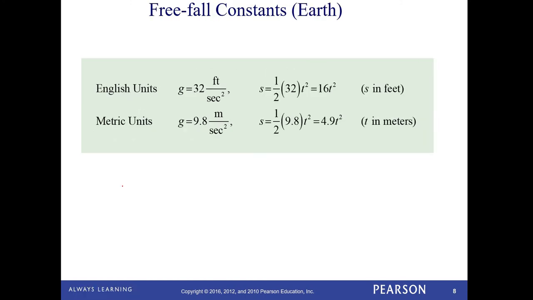Let's look at another specific one, free fall. So these two values you should be familiar with. In English units, feet per second squared, it's 32. Meters per second squared is 9.8. Those are constants on Earth. And so this is our formula for distance.